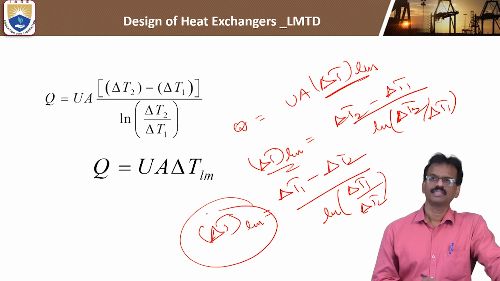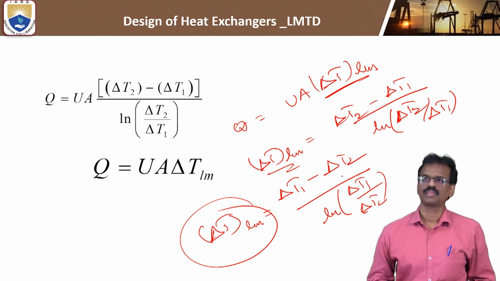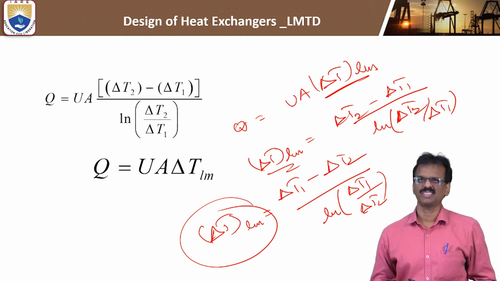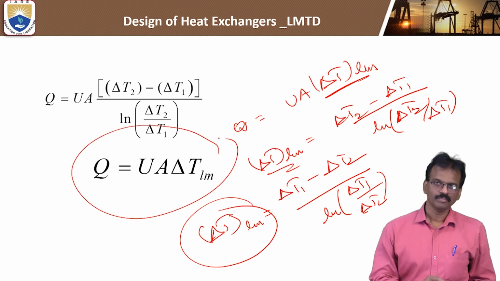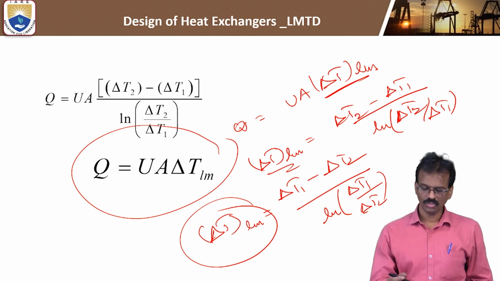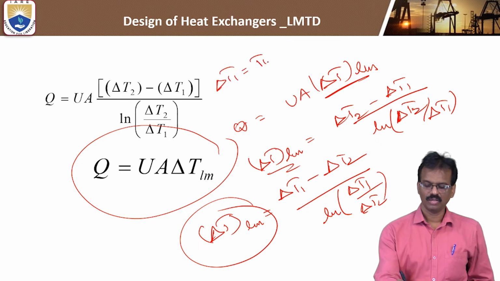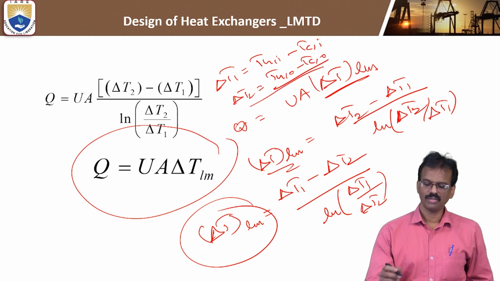So this is the logarithmic mean temperature difference for the parallel fluid exchanger. So this is the final formula. Based upon this formula, you can find out the rate of heat transfer for the heat exchangers. So you know that delta T1 for the parallel fluid is nothing but hot fluid inlet temperature minus cold fluid inlet. Delta T2 is equal to hot fluid outlet minus cold fluid outlet. So this is for the parallel fluid exchanger.